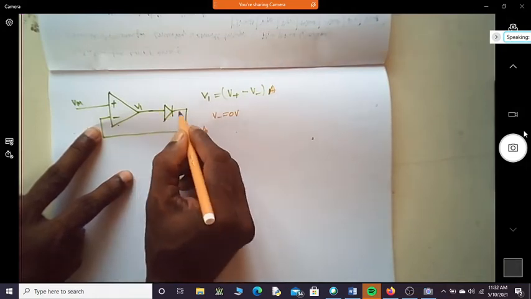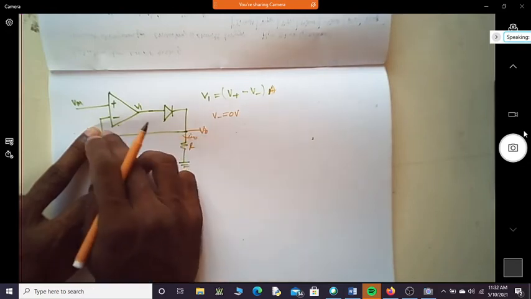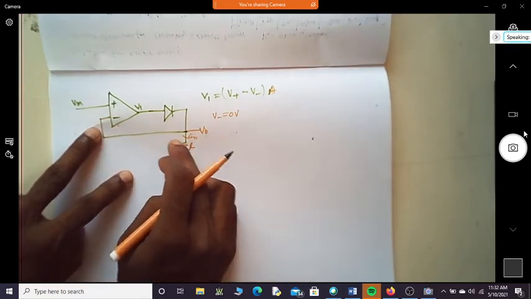Assume that initially output voltage is 0, diode is off. So there is no current. So the voltage drop across the resistor is 0. So this is 0 volt.